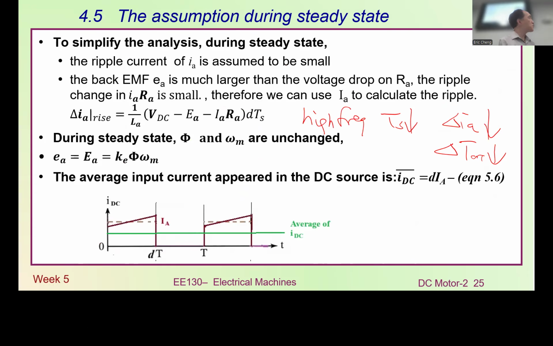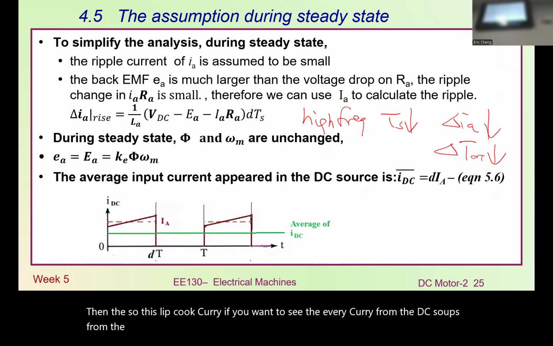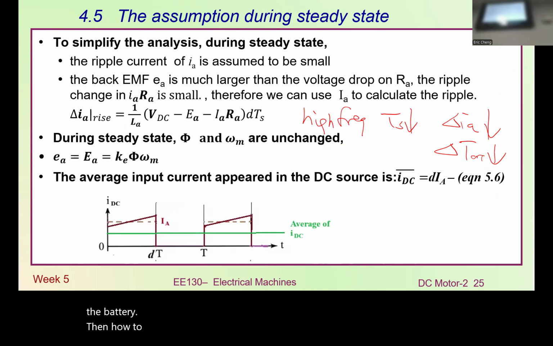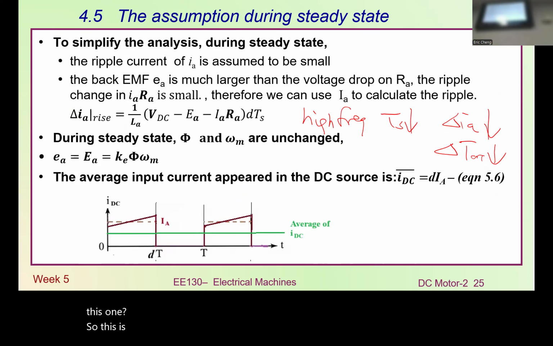So if the input current is that kind of waveform, then this is an input current. If we want to see the average current from the DC source, from the battery, then how do we calculate it? You can see this is a triangle. The average of the triangle equals this one, IA. So this is the model for the average value of the armature current.